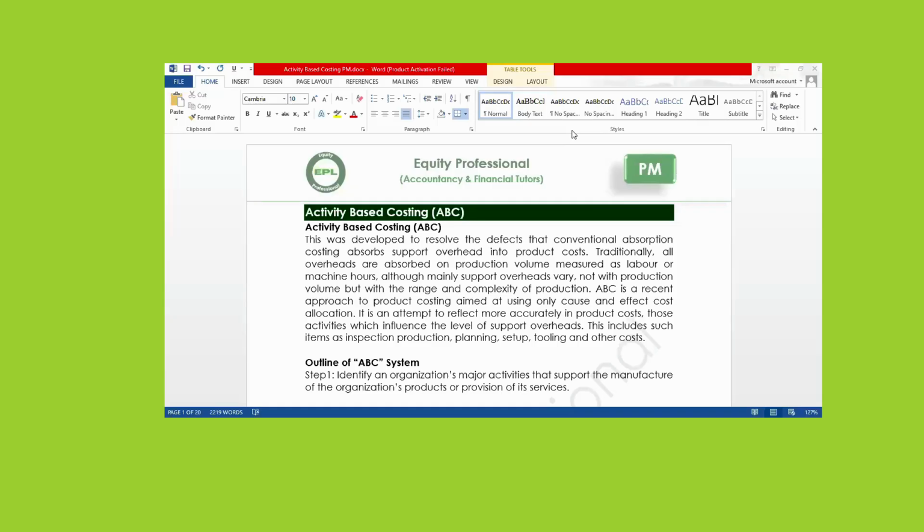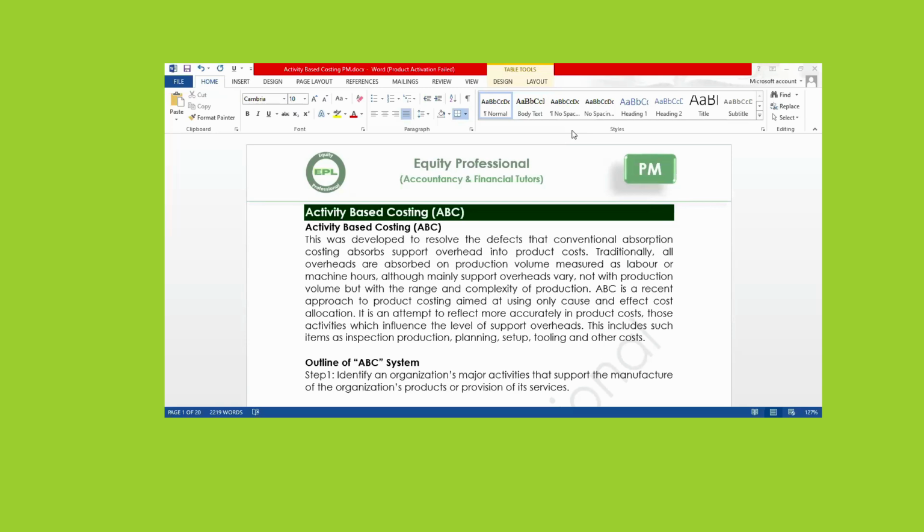For this reason, accountants, finance managers, management accountants developed modern costing system.